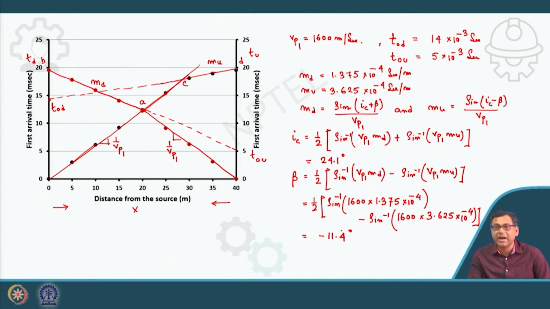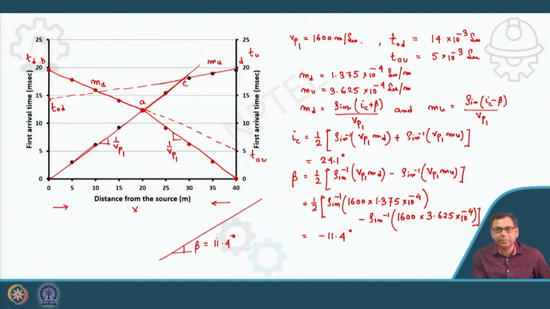So what does the minus sign indicate? As I have already discussed, positive beta means the slope is towards the positive x, the way I have shown. The derivation is done with the slope towards the positive x. So negative beta means the slope is towards the negative x. So that means your sloping ground will be like this. So this is beta, which is 11.4 degree.